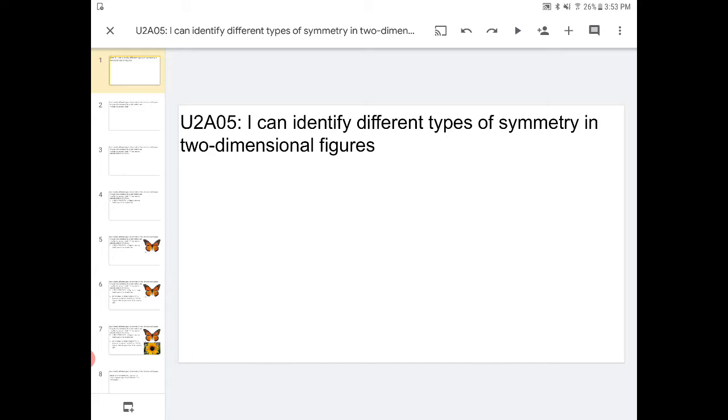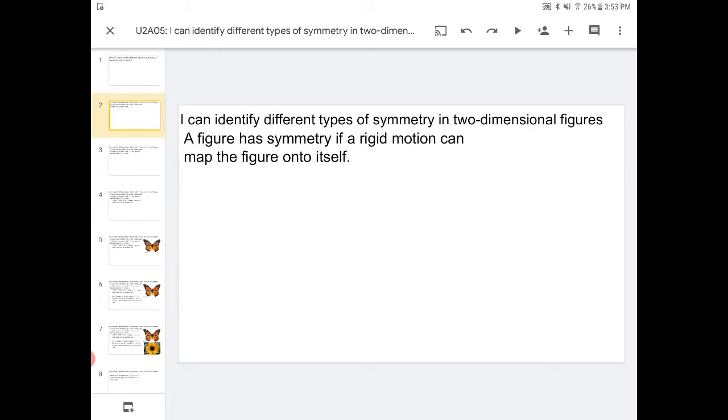All right, so first we're going to define what symmetry is in terms of a rigid motion. We recognize something that has symmetry, just like with the symmetric property of algebra, where one side will equal another. The same thing could be said in a geometric sense. A figure will have symmetry if a rigid motion can map the figure onto itself.